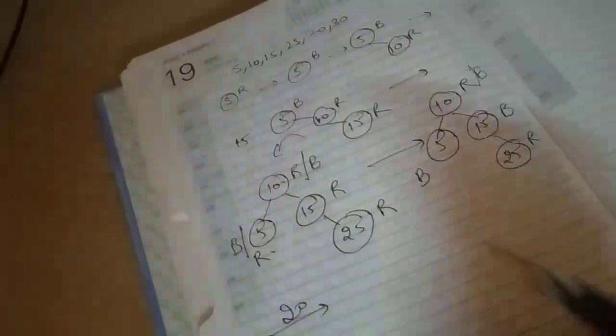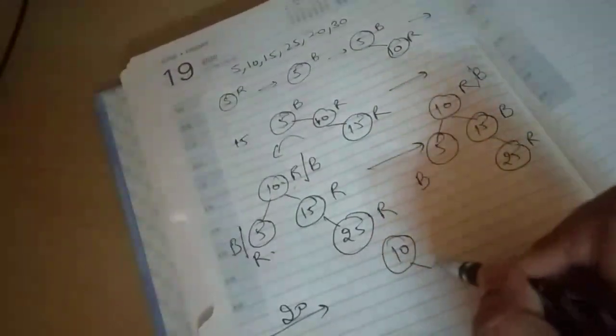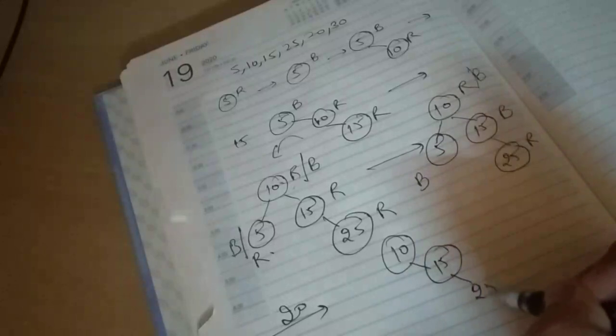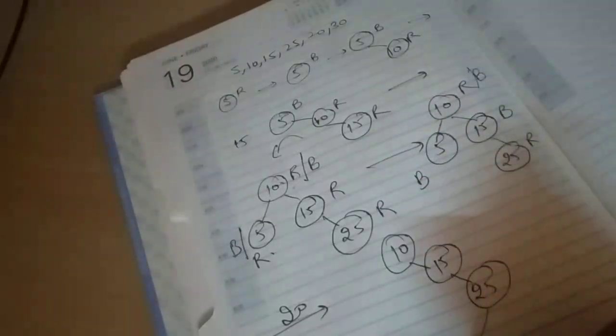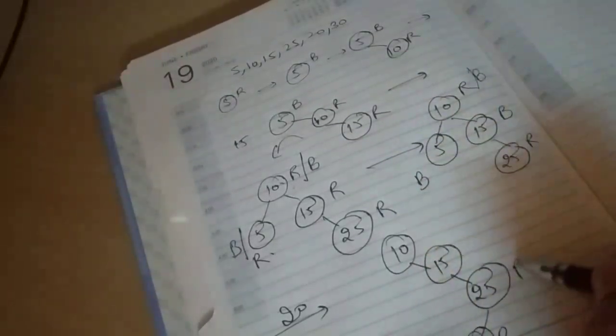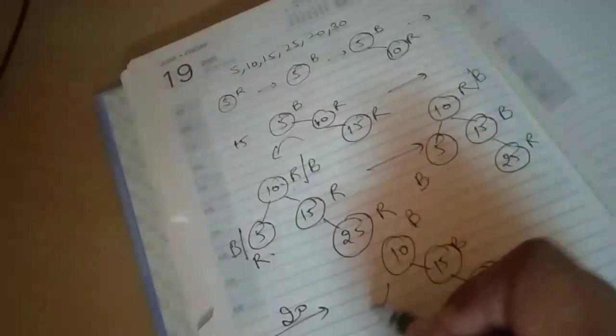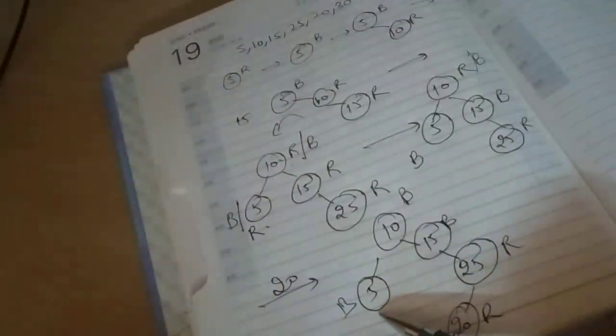We need to insert 20. So 20 is greater than 10, greater than 15, lesser than 25. So this is of red color, this is of red color, this is of black color, this is of black color and 5 is of black color. Now there is a property violation here. The uncle color is black and it is a triangle child.